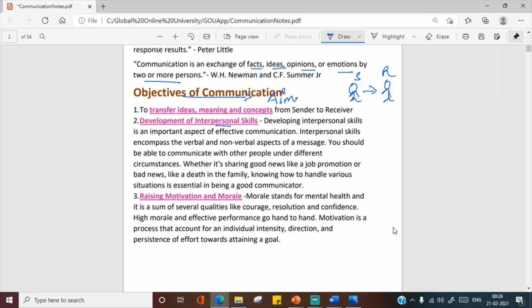Whether it is sharing good news like a job or promotion, or bad news like the death of a family member, you should know how to handle different situations. Third is raising motivation and morale.